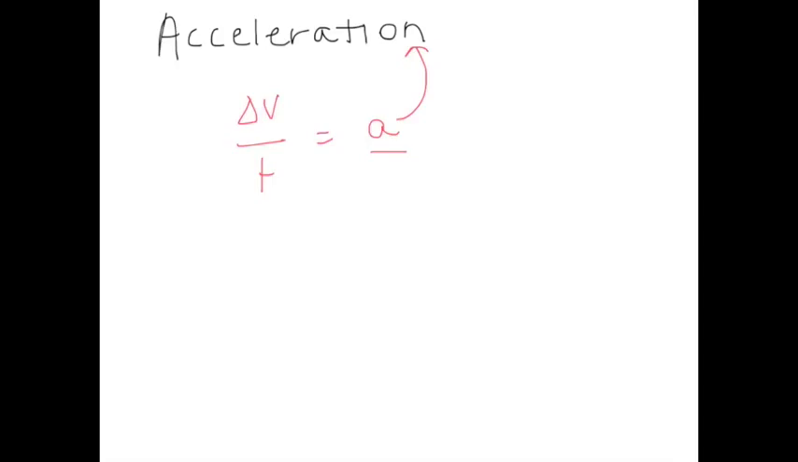So for instance, if the velocity is increasing, say we have this car and it's accelerating, getting faster and faster, its delta v will be greater than 0. That's a positive delta v because it's speeding up. That means that its acceleration is also positive. So positive acceleration, speeding up.